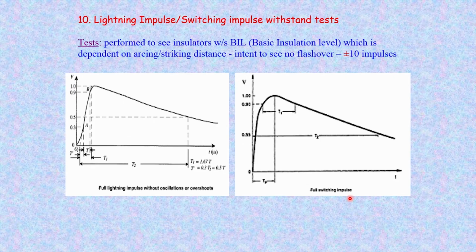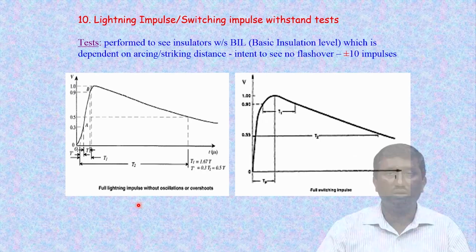So, these pulses, as per standard impulses, are to be applied to the equipment under test, both for polarity, positive and negative. A specified 10 impulses or 10 surges are applied, and during this period the insulator strength should not flash over. That is the criteria which has been set by the standards. So, very important test for the reliability of any high voltage or UHV equipment.